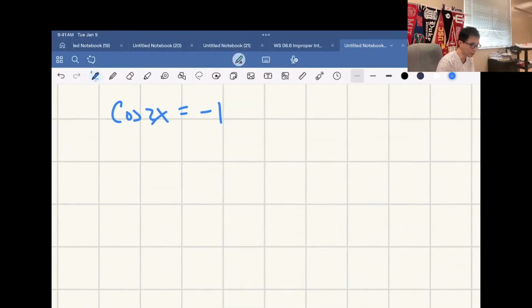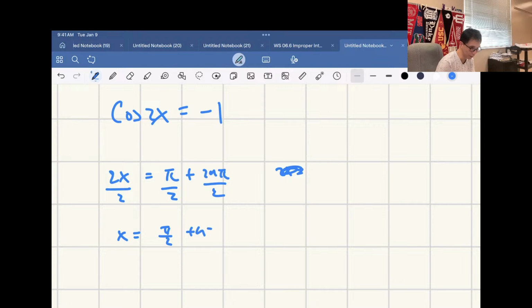All right, cosine 2x equal to -1. When does the cosine value equal -1? Pi, right? 2x equal to pi plus 2m pi. You divide by 2 on all of them. So x equal to pi over 2 plus m pi. So therefore x equal to pi over 2 and x equal to 3 pi over 2. And there's only two answers.